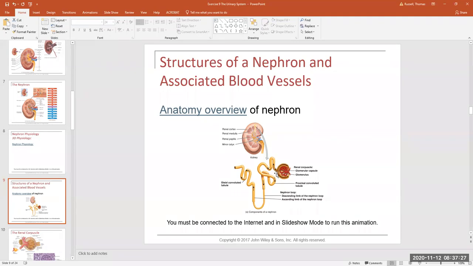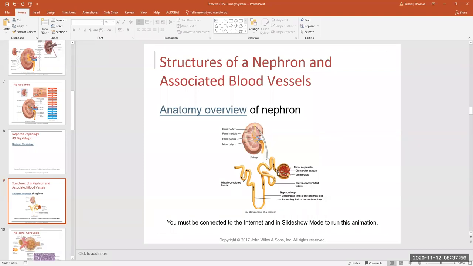And you might think, well, how would I ever get that wrong? It's all in a straight line. But on some of the models, this is flipped around. The parts that people typically mess up are the limbs of this loop. They reverse them. You can't just say, okay, the descending part is on the right and the ascending part is on the left. You can't do that, because in some of the pictures and models, this is flipped around because the nephron is flipped over. So let's go over it.